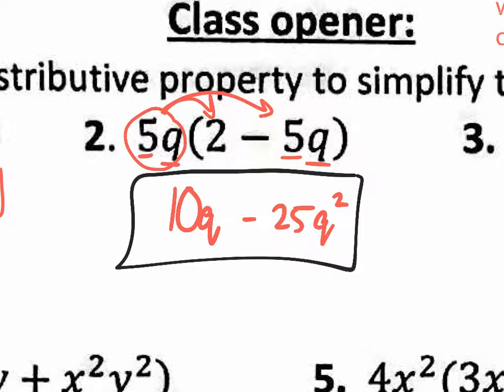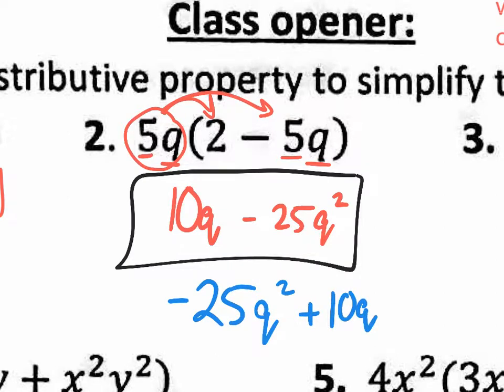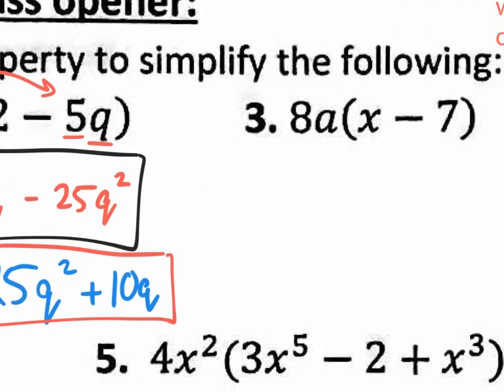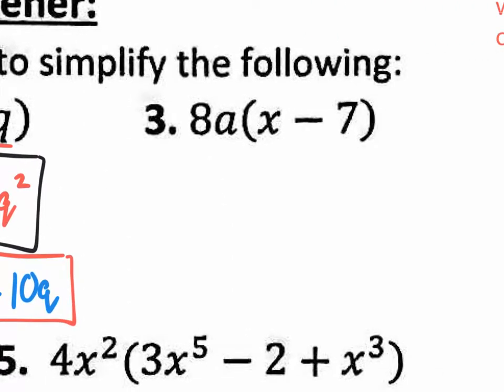Again, you cannot combine the 10q with the minus 25q. I guess there's one more thing you could do. You could put it in standard form from highest exponent. So that'd be a negative 25q squared with a positive 10q at the very end. So I guess that one's the better answer in blue because it's in standard form. Either one's correct though.